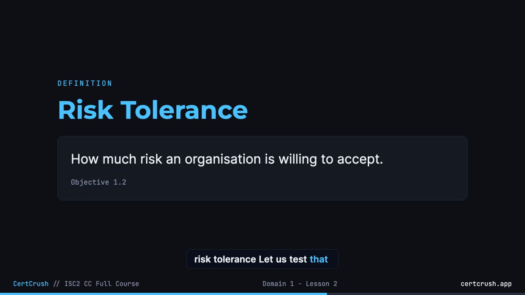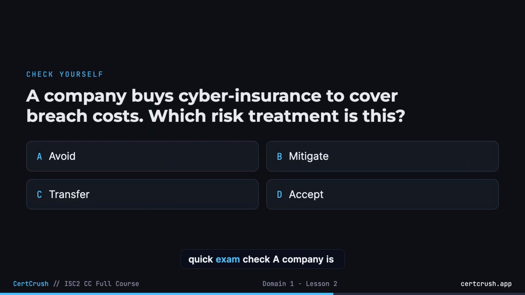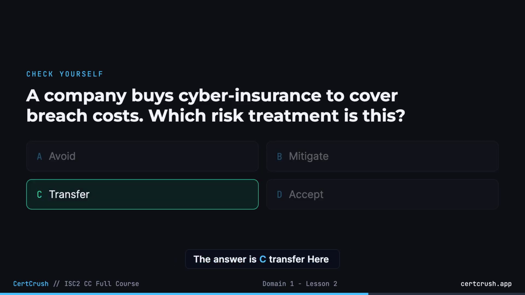Let us test that straight away, because this is where marks are won. Time for a quick exam check. A company is worried about the cost of a data breach, so it buys a cyber insurance policy. Which risk treatment is this? A. Avoid. B. Mitigate. C. Transfer. D. Accept. Pause the video and pick your answer. Ready? The answer is C.